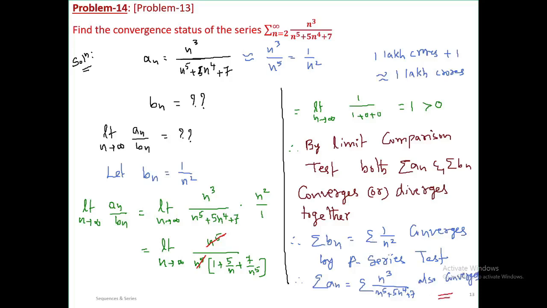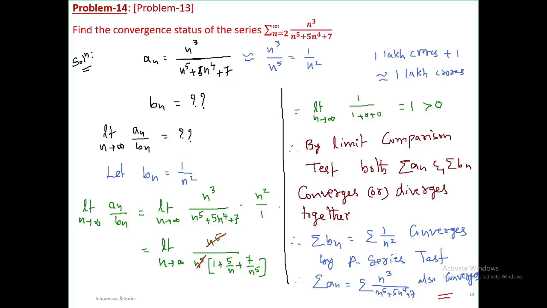And here one thing I want to remind you, look at the series bn. Series bn is 1 upon n square, which converges by p series test. Such kind of bn only you have to choose. If you choose a tricky one like 1 upon n square into ln into sin n into tan n, then the convergence status of that particular series becomes difficult. Here I can easily prove the convergence status of this one. Look at how easily I am proving that it converges.